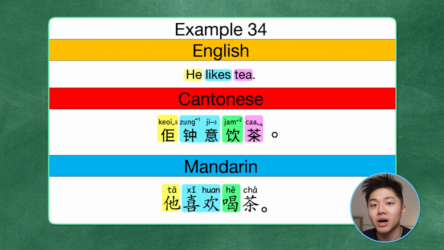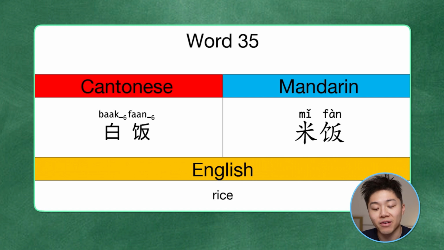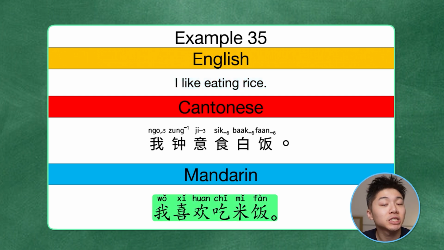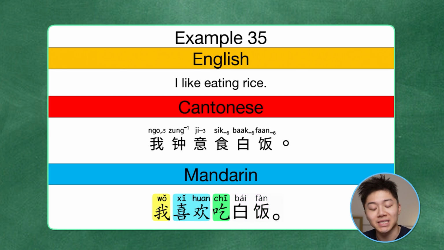Next, word 35, Cantonese, bak fan. In Mandarin, mi fan, 米饭. And this means rice or white rice. For example, I like eating rice. In Cantonese, we say, 我鍾意食白飯, which means I like eating white rice. In Mandarin, we say, 我喜歡吃米飯。Now, in Taiwan, I know they also might say 白饭.